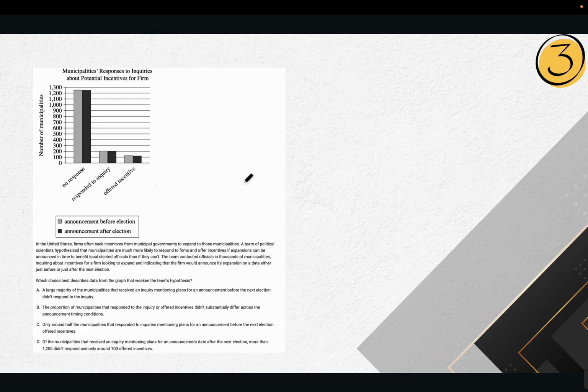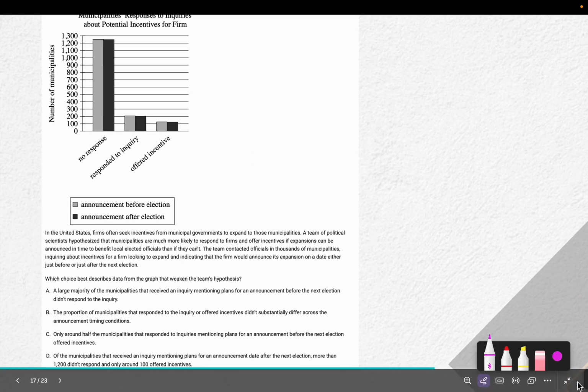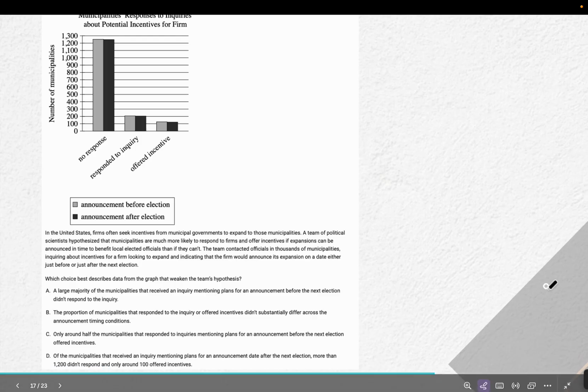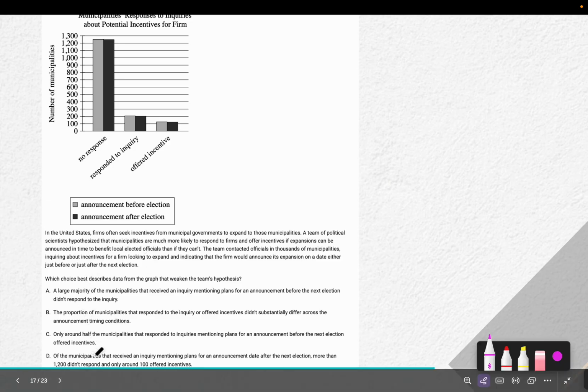Okay, this is level 3. For this question, let's start explaining. Okay guys, for this question we're going to look at the question. It says, which choice best describes the data from the graph that weaken the team's hypothesis? So we should read the answers.